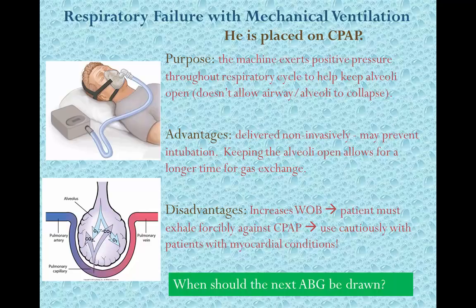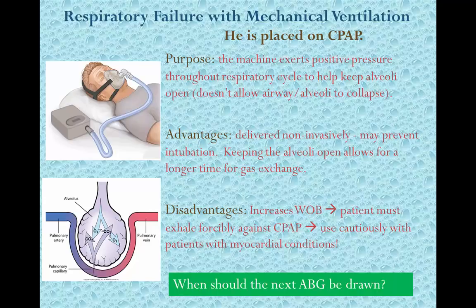It may prevent intubation. In other words, it can maybe get a patient through a crisis so that we don't have to do more invasive maneuvers for them. And it helps keep the alveoli open longer so that there is a longer time for gas exchange. The disadvantage is it does increase the work of breathing. These patients have to inhale in that mask, and a lot of patients are very claustrophobic. That's probably the wrong word, but they don't like things on their face. And so they also must exhale forcibly against the CPAP and inhale a little bit more.